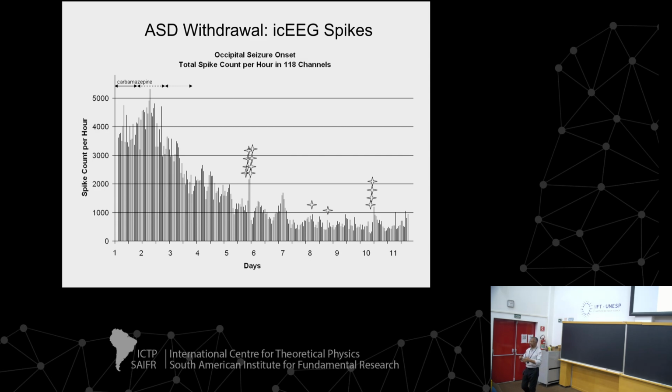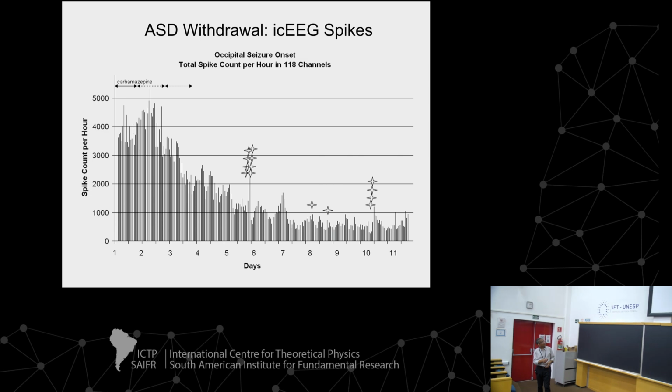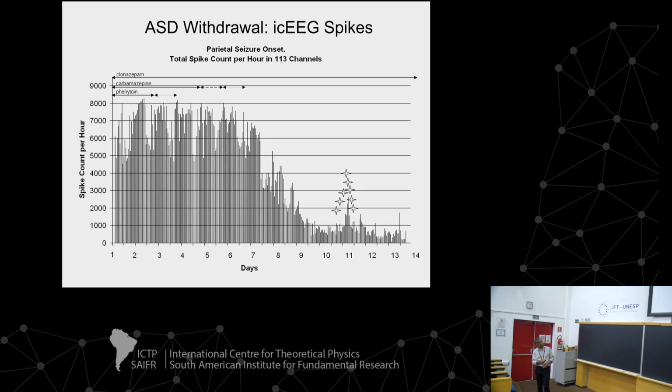It decreases, then we get seizures, right? Instead of ramping up, it's ramping down. This is the second patient, with 113 contacts placed in the parietal region. This is a parietal seizure onset area. And you can see the person was on 3 medications. One was not stopped, clonazepam. The other 2, carbamazepine and phenytoin, were stopped after certain points in time.